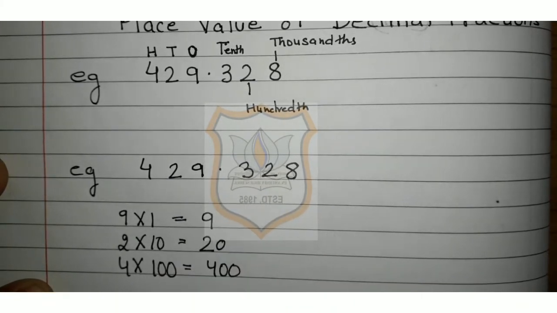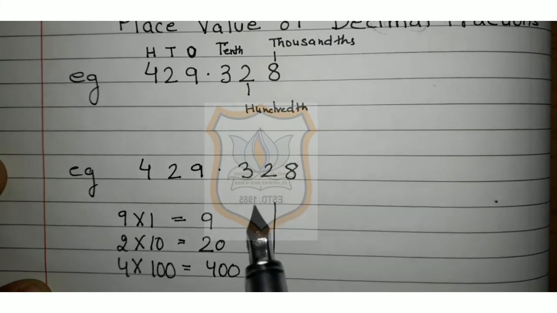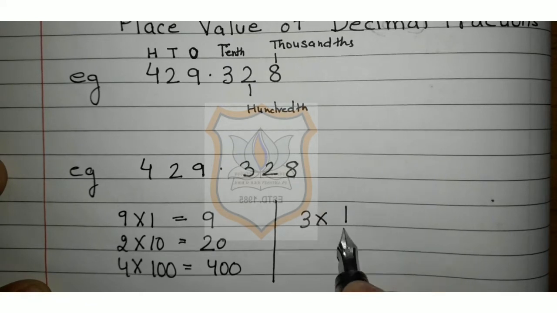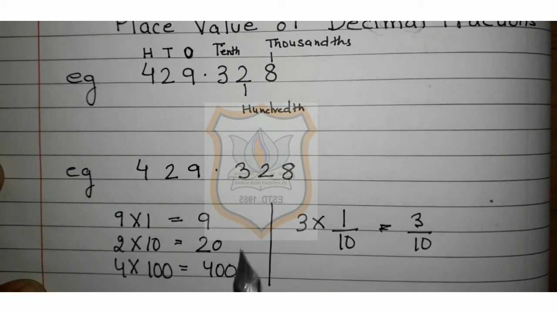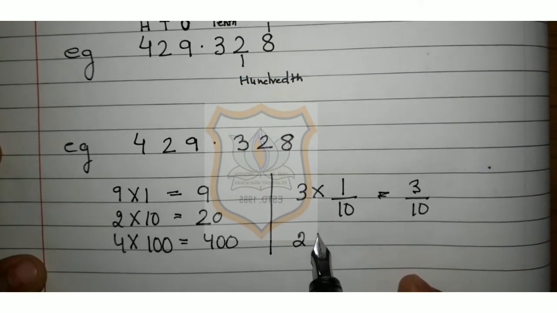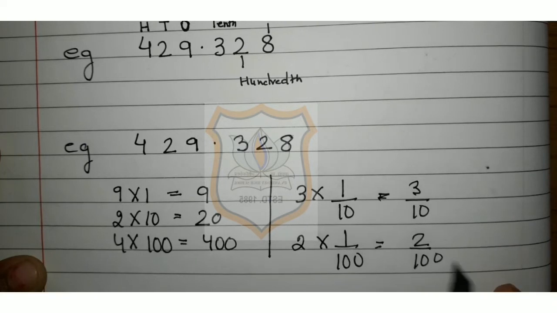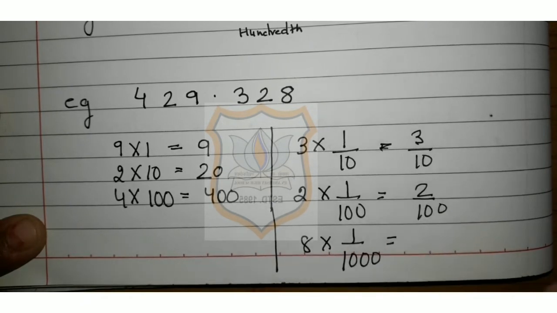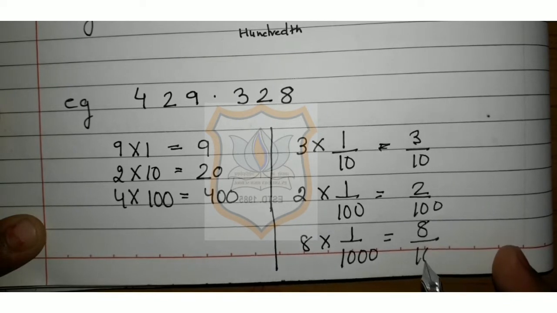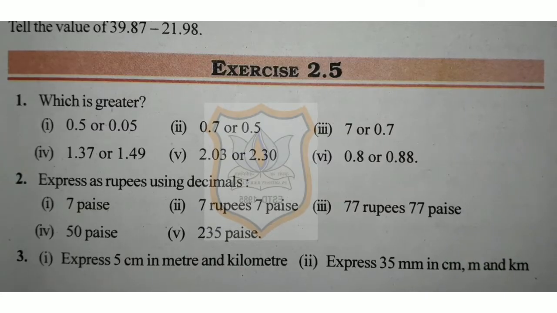Now we have to calculate the place value of the numbers after the decimal, and they are 3, 2 and 8. The place value of 3 is 3 into 1 upon 10, that is equal to 3 upon 10, because it is at tenths place. The place value of 2 is 2 into 1 upon 100, because it is at hundredths place. So it is 2 upon 100. The place value of 8 is 8 into 1 upon 1000, because it is at thousandths place. So our answer will be 8 upon 1000. In this way, you can calculate the place and the place value of decimal fractions. So after learning place and place value of decimal fractions, we will solve exercise 2.5.